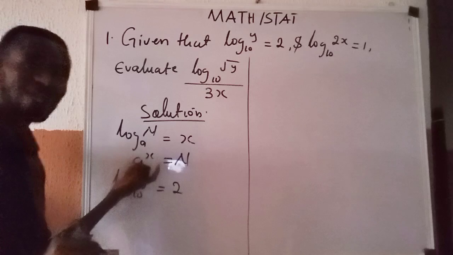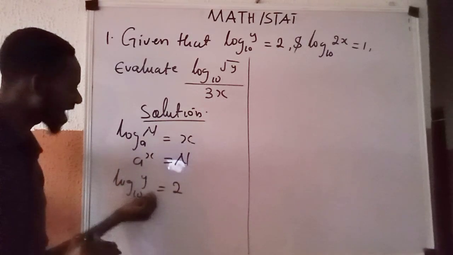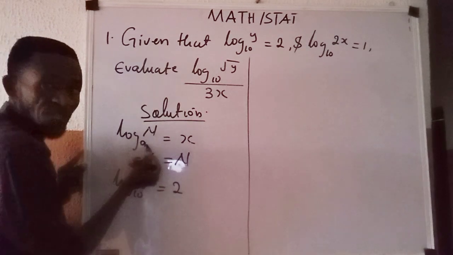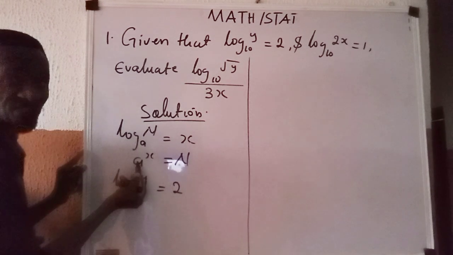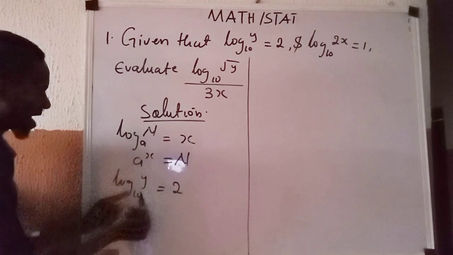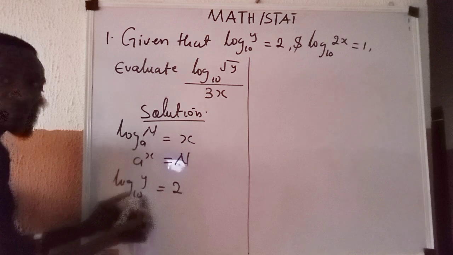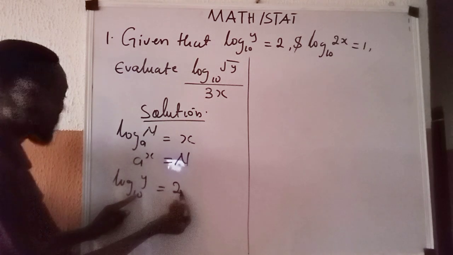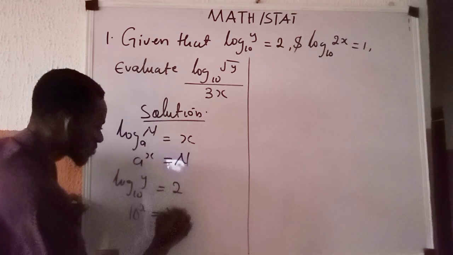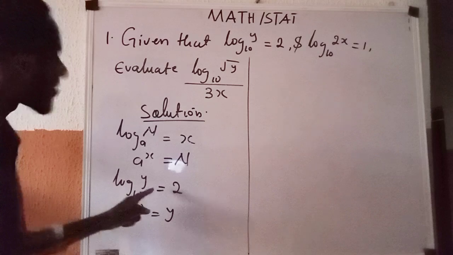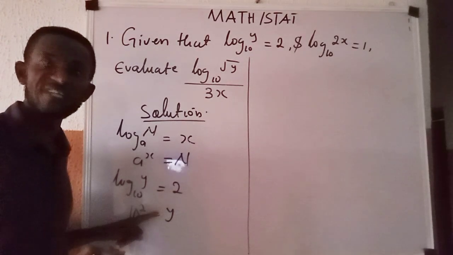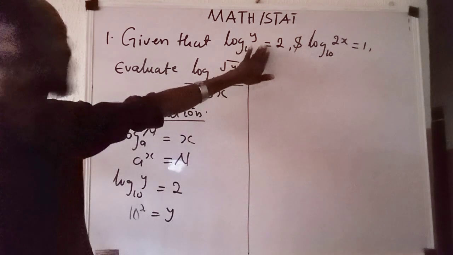So I'm going to use the same method to transform this log into indices. The base here was A. Look at where the A is. I equated it to x. The x has become the power of A. Applying that same way to this log of number, what I have here is 10, what I have here is 2. So I have that my 10 raised to power 2 is equal to y. So I have transformed this logarithm into indices. I am done with this one.